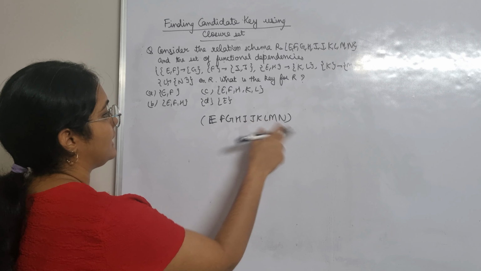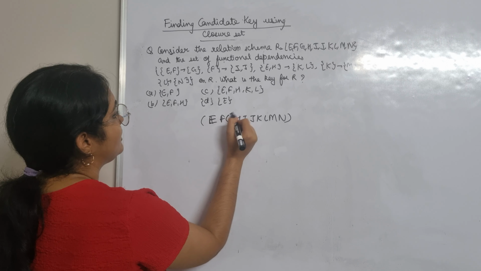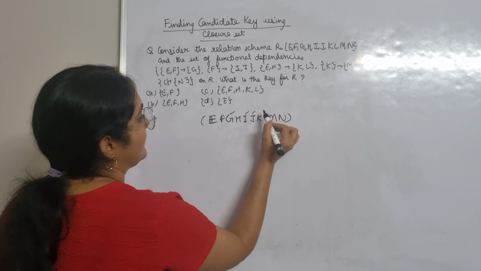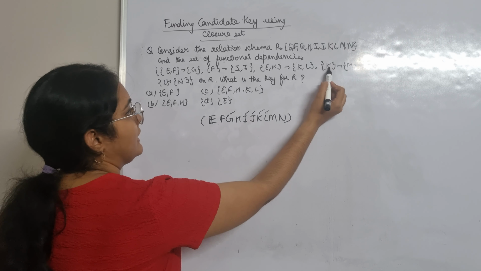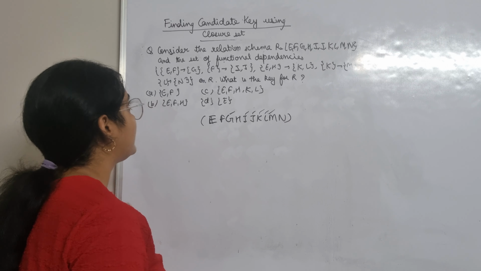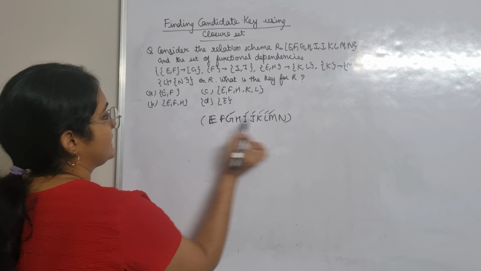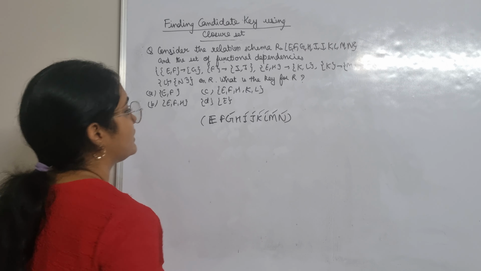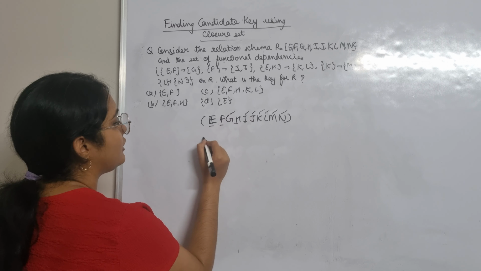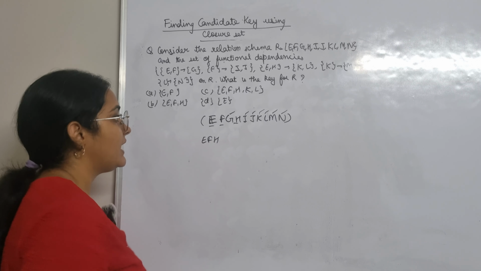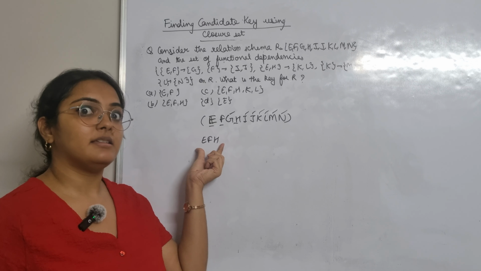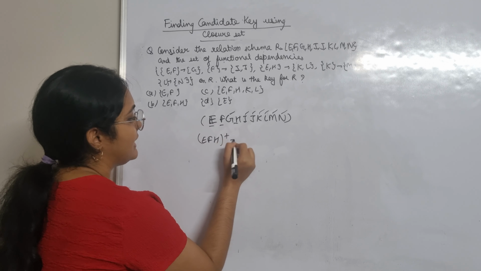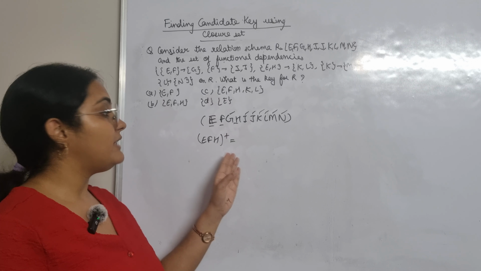E, F, G, H, I, J, K, L, M, N. Now let's see. EF determines G, G falls on the right hand side. F determines IJ, I and J fall on the right hand side. EH determines KL, K and L fall on the right hand side. K determines M, M falls on the right hand side. L determines N, N falls on the right hand side. Now these are the attributes which are not falling on the right hand side: E, F, H. These three cannot be determined by any other set of attributes, so they definitely have to be part of the key. Now let's see if these three are enough to find the key, or we have to add more attributes.